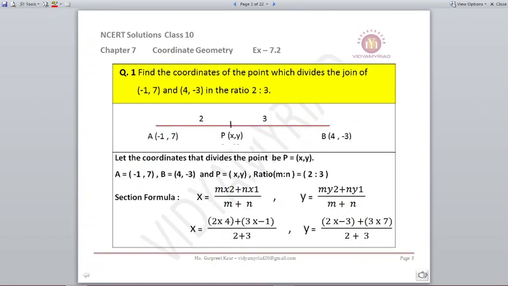Question number 1. Find the coordinates of the point which divides the line of points -1, 7 and 4, -3 in the ratio of 2:3. Now let us say A coordinates are -1 and 7 and B coordinates are 4, -3. We need to find out the point. Say let it be P, whose coordinates are x, y. We have to find this x and y, and the ratio given to us is 2:3. So ratio is in a form of m:n. M is 2 here and n is 3 here.